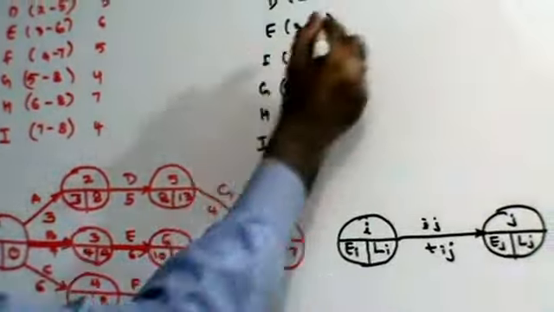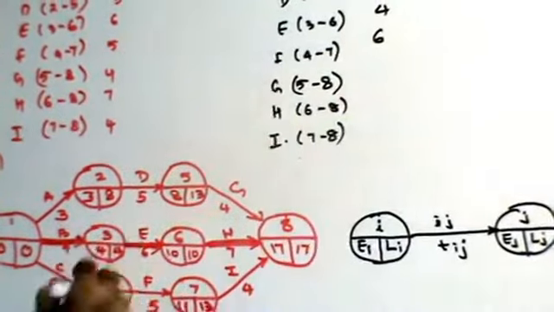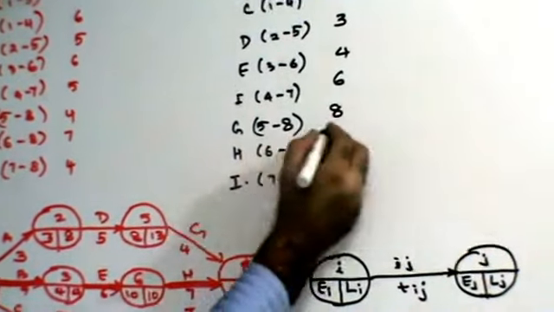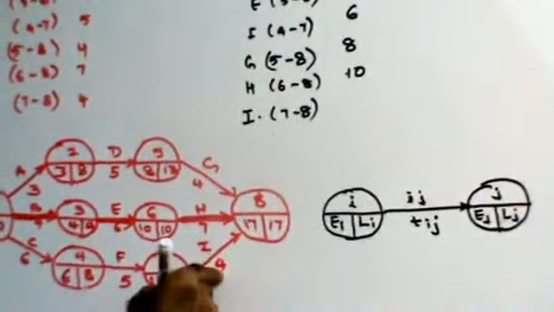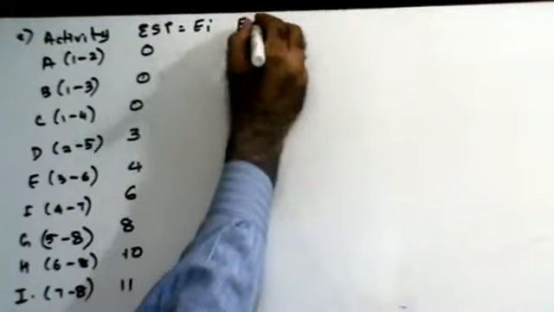For activity E, the earliest start time is going to be 4. For activity F, the earliest start time is going to be 6. For activity G, the earliest start time is going to be 8. For H, earliest start time is going to be 10. And for I, the earliest start time is going to be 11. Very simple. Right? The earliest start time. Then, the next thing that you have to find out is earliest finish time.